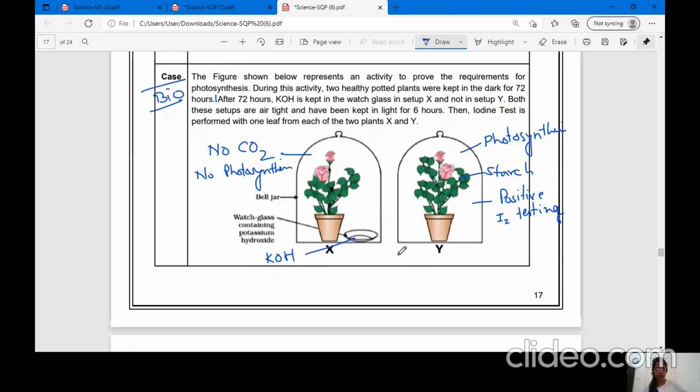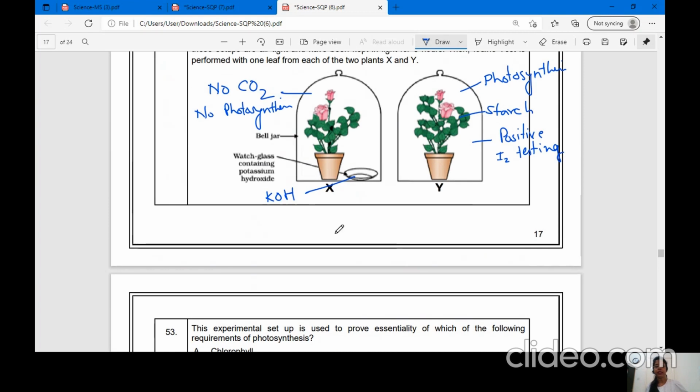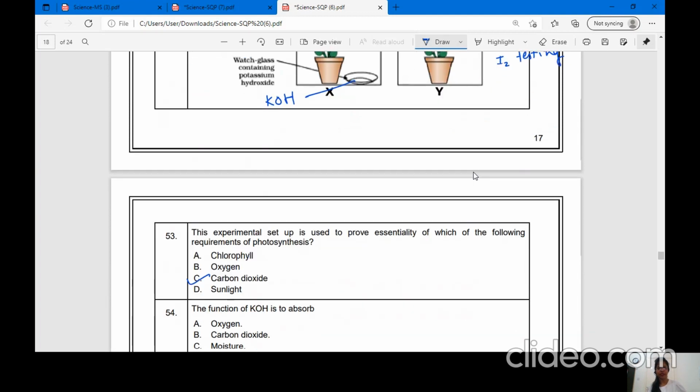Okay, now let us go to the questions. Question number 53. This experimental setup is used to prove essentially which of the following requirements for photosynthesis: chlorophyll, oxygen, carbon dioxide or sunlight. And the correct answer is carbon dioxide. The objective of this experiment is to prove carbon dioxide is needed for photosynthesis. So that's an easy question, very easy. So I'm giving you a double tick.